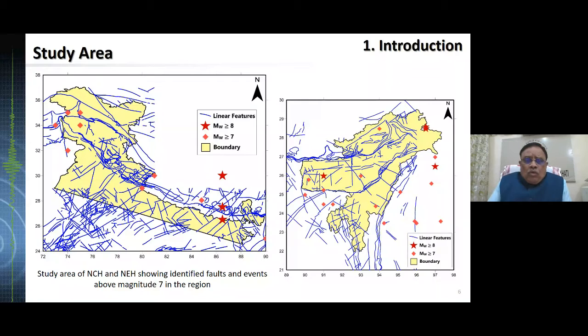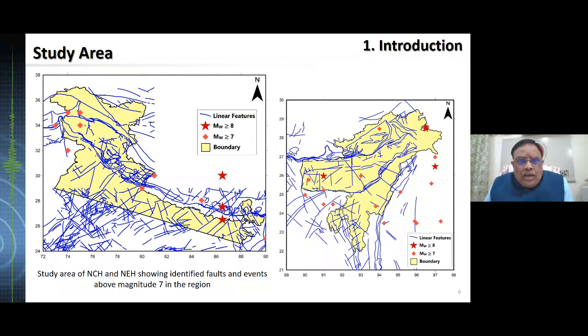Let me tell you, our study area is, as I told you, both the North Central Himalayas and the Northeast Himalayas. We have separated them because tectonically, seismotectonically, they are different regions. So we are trying to develop the GMPEs for the North Central Himalayas, as shown on the left side, and the Northeast Himalayas, including where we are located in Guwahati, Assam, and the other seven sister states, which are located in the northeastern part.